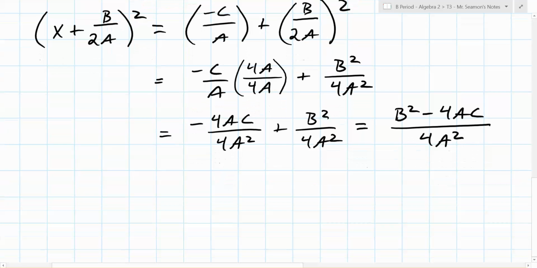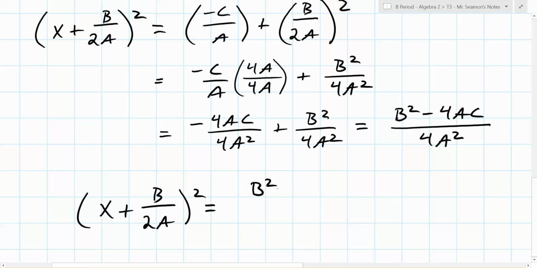So let's just rewrite it again. So what do we have here? X plus b over 2a squared equals b squared minus 4ac all over 4a. And you might be further doubting me because you're thinking to yourself, why is he doing this? What's the point? What is the point? If you suddenly have an epiphany and understand what the point is, keep it to yourself. Let's have people come to it on their own.